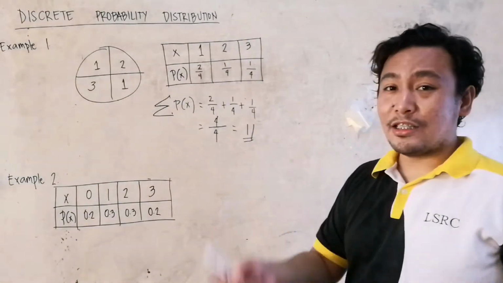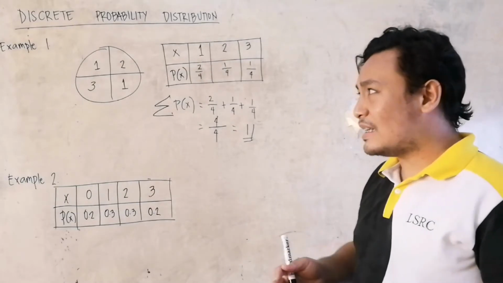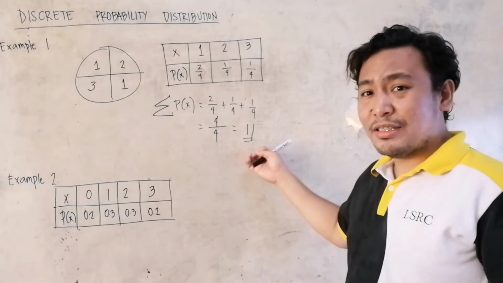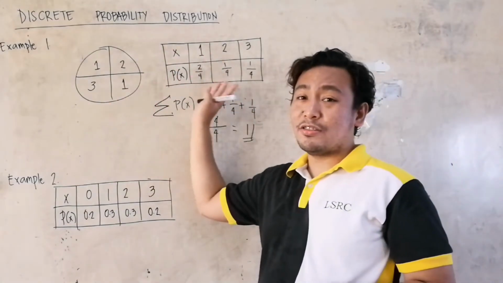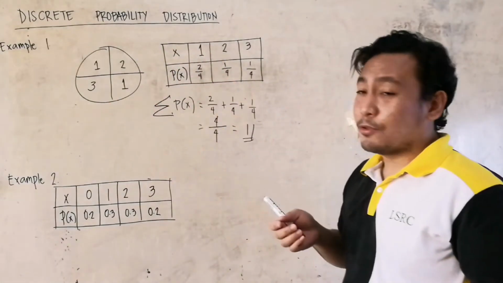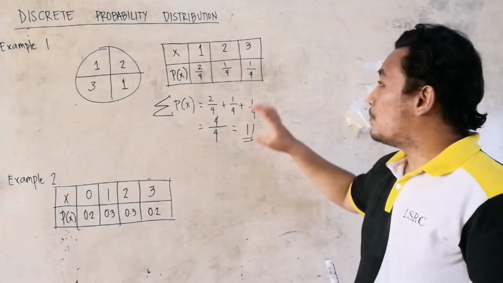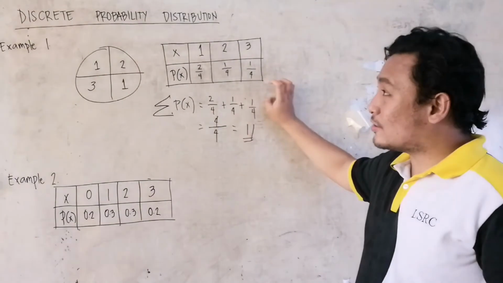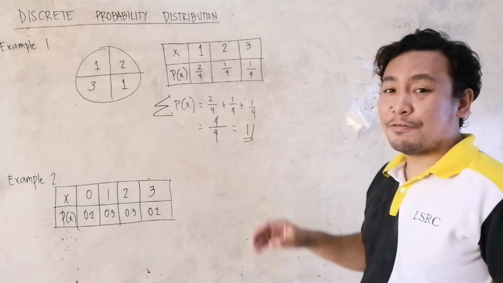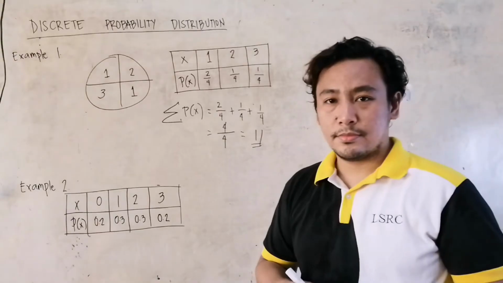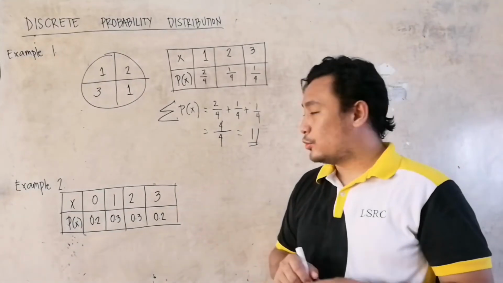So, nasatisfy ulit natin yung second property. Since nasatisfy yung second property, then can we consider this table, this spinner, itong distribution na to as a discrete probability distribution? Yes, of course. Pwede natin siyang i-consider, or this is considered as a discrete probability distribution since nasatisfy natin yung dalawang properties. So now, let's have example number 2.